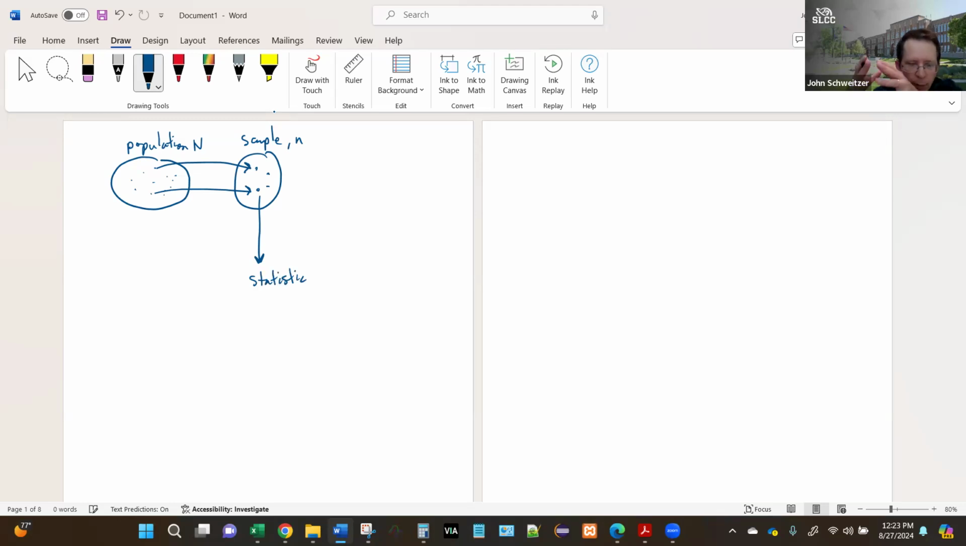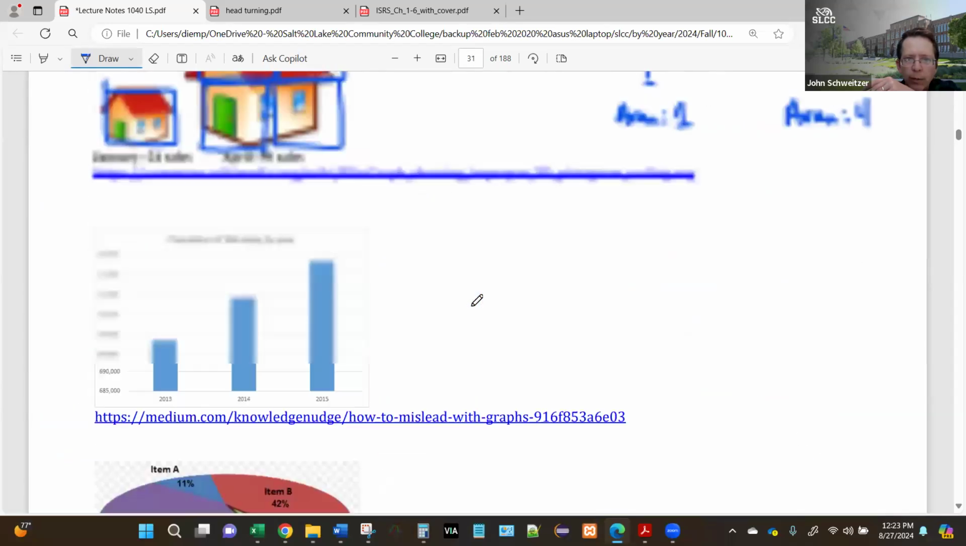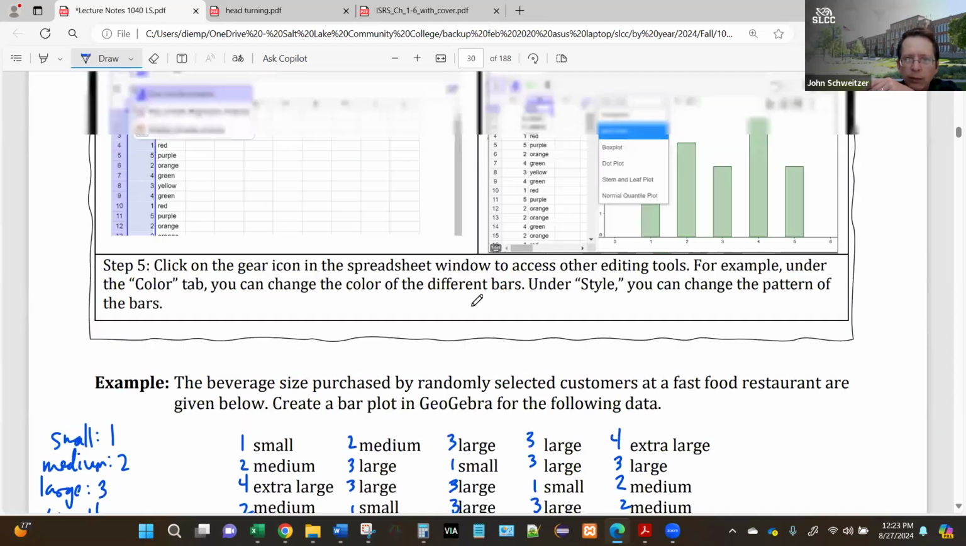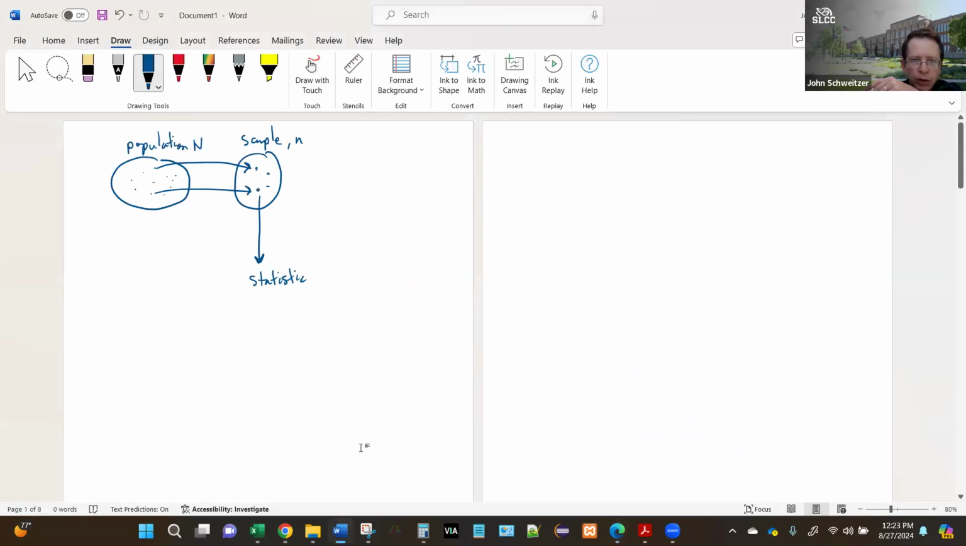So from our class, it might be the proportion of people who are born with brown hair. So let's go back a little bit. We have that data here. About 59% of us were born with brown hair. That's a proportion. So 59% have brown hair, or at birth have brown hair, right?